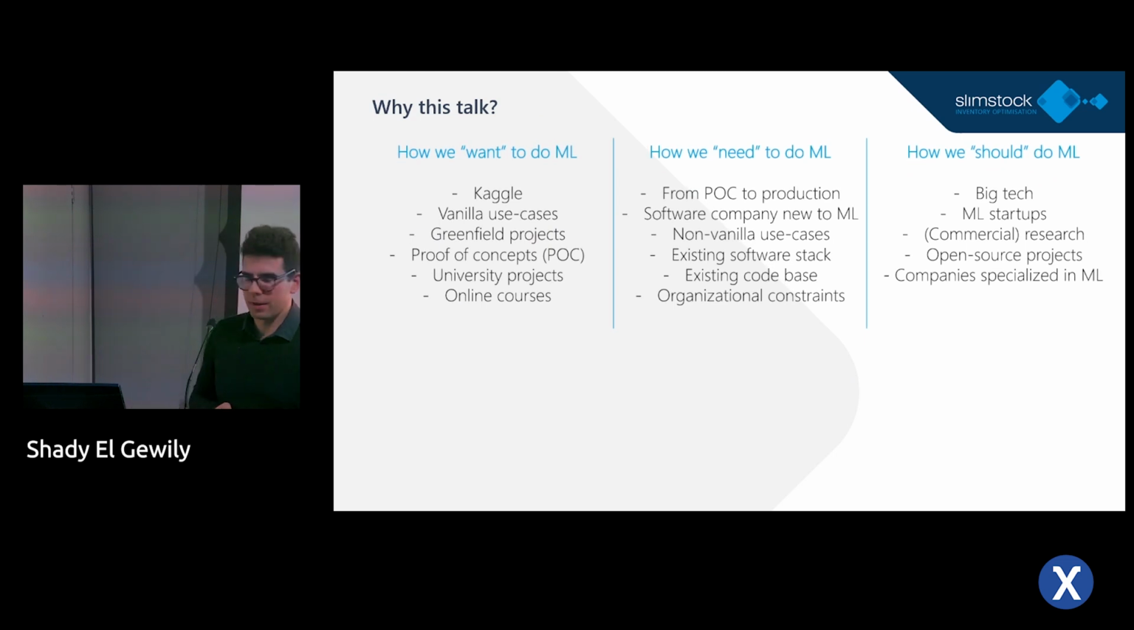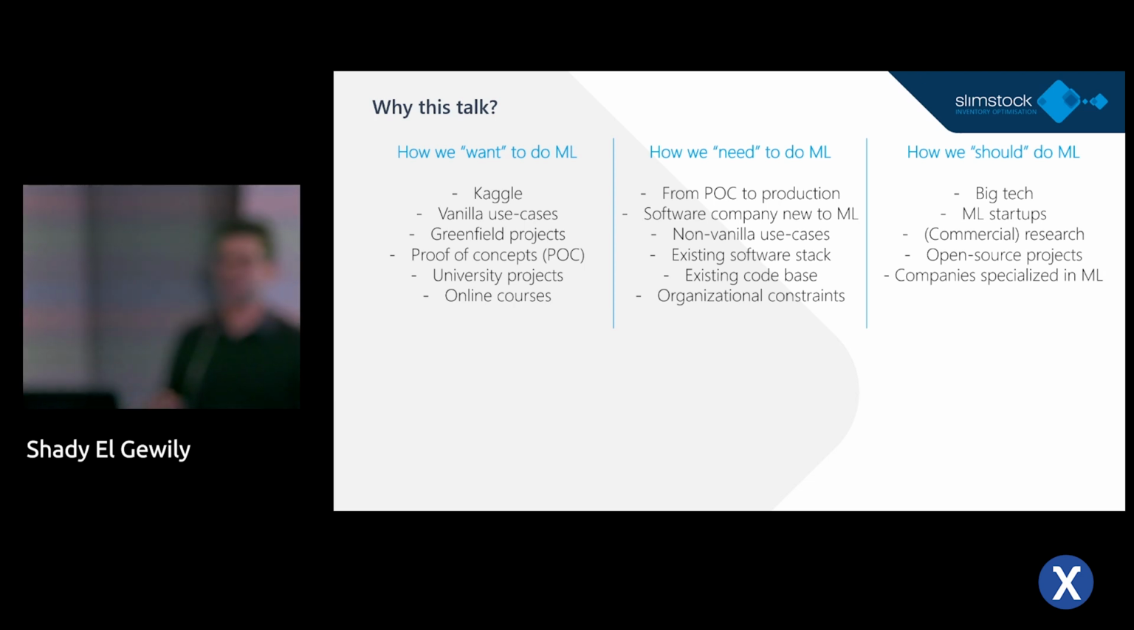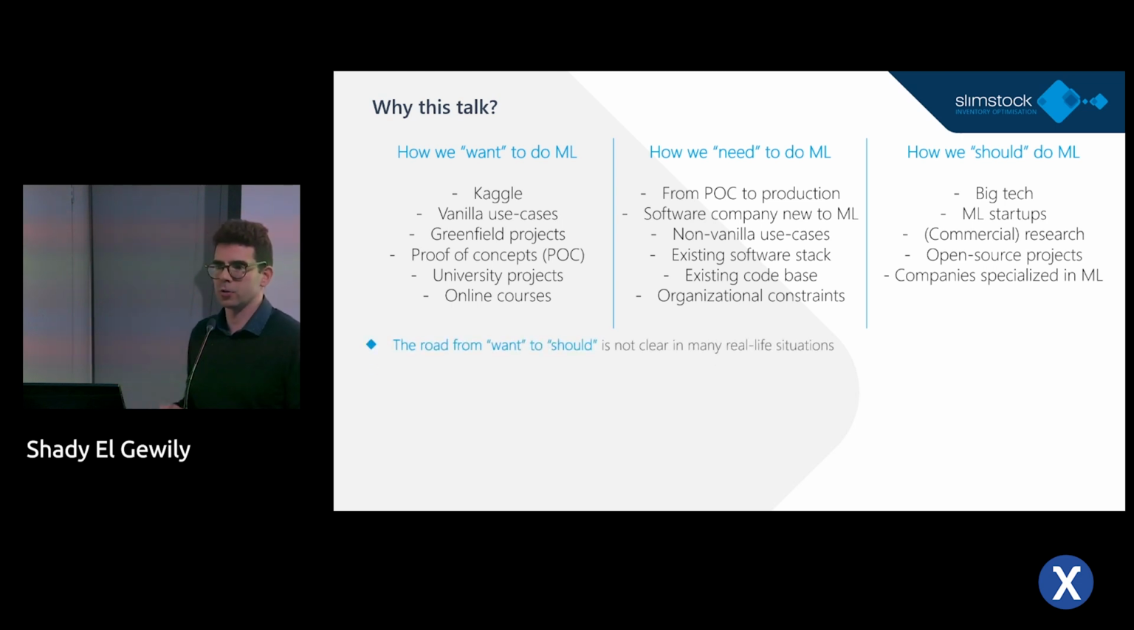I know the talk is almost over, but I do want to leave this last slide because, in my opinion, how we want to do ML and how we should do ML according to the books and the talks and the YouTube videos, there's a very large distance between those, because in practice, I think a lot of companies are in the middle column, such as from proof of concept to production, or you're using a non-vanilla use case, or you have an existing software stack like us, all kinds of organizational constraints. So how we want to do ML and how we should do ML is not really always that clear.